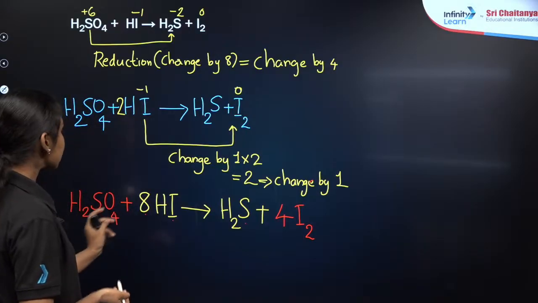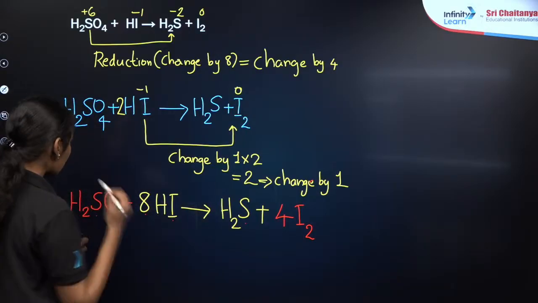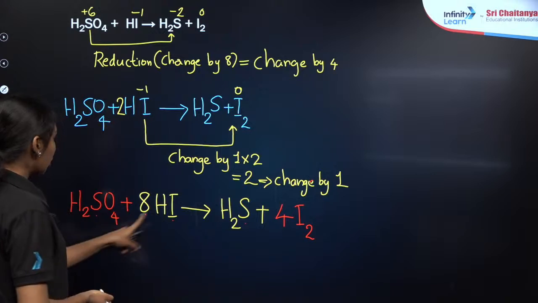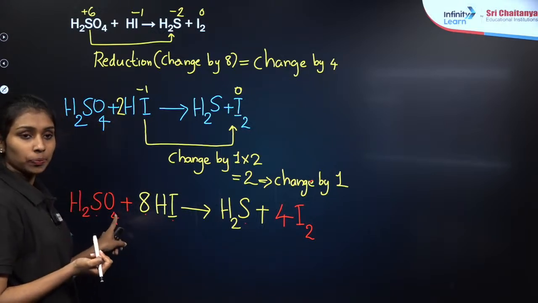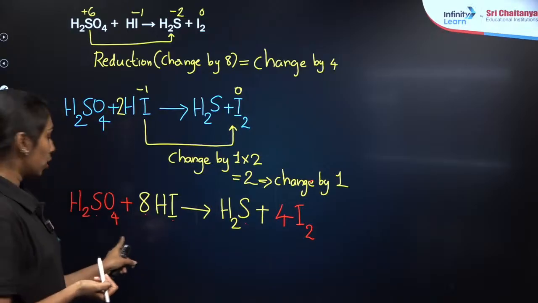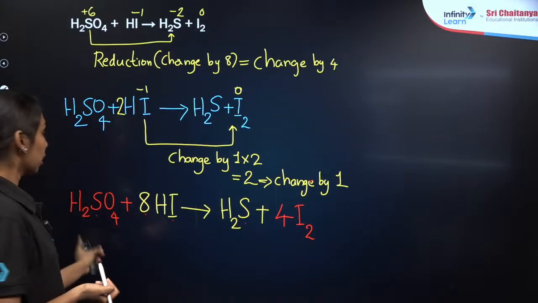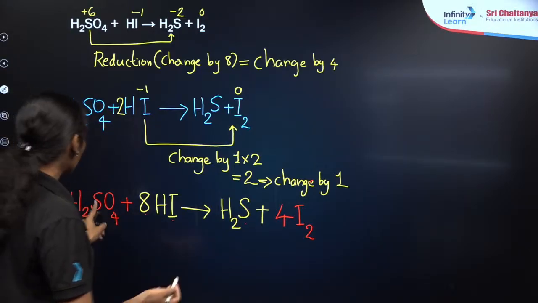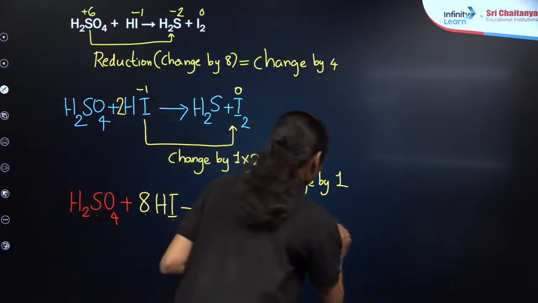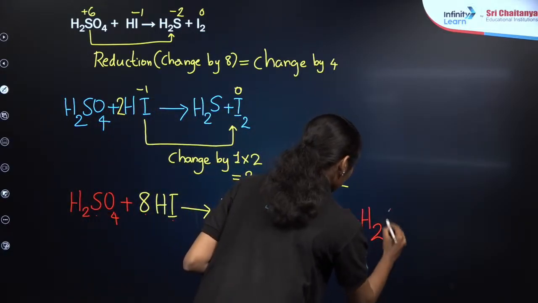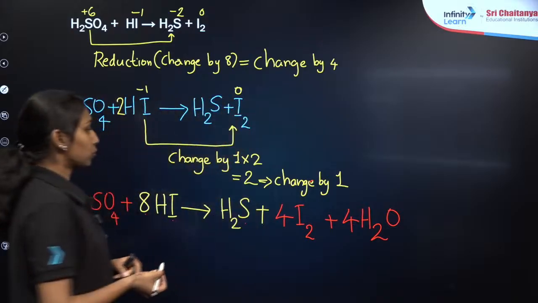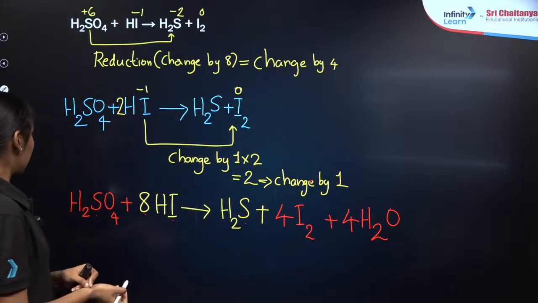Now you have to balance the oxygen atoms by adding a sufficient amount of water molecules. You can see that in this case 4 oxygen atoms are present, right? Okay, 4 oxygen atoms are present. Then you should add 4 water molecules here in order to balance the oxygen atoms, right? 4 water molecules.